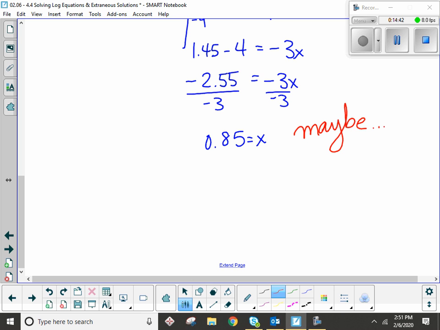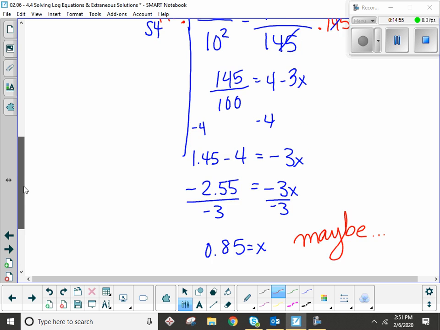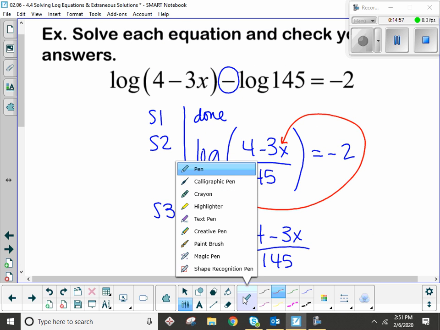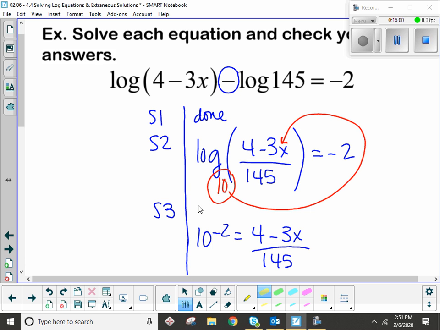Maybe. What do I mean by that, maybe? You have to check it. You have to check to see if it's an extraneous solution, okay? So we're going to take it back to the original equation. How many places do you see a log in the original equation? 2. Here and this one. Now this second one doesn't have an x, so I don't have to plug my solution in there to check it. It will always be 145, so it will always be positive and not negative. But I do need to plug it in there, the one that actually has an x.